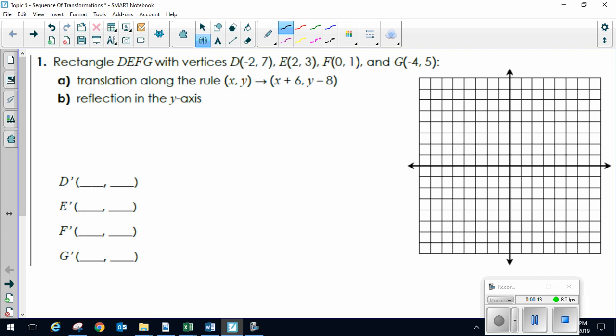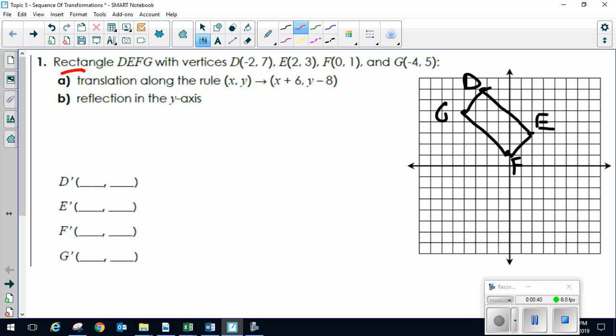It says that D is at negative 2, 7. E is at 2, 3. F is at 0, 1. And G is at negative 4, 5. So there's my figure. And the way that these work is you got to do them in order.